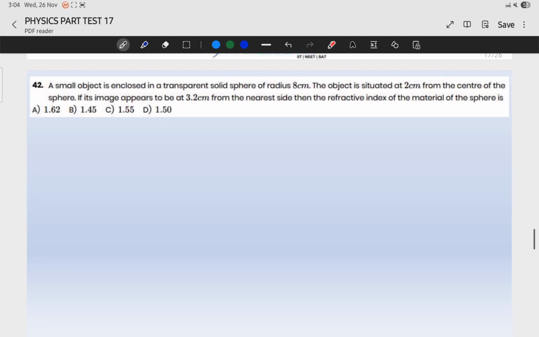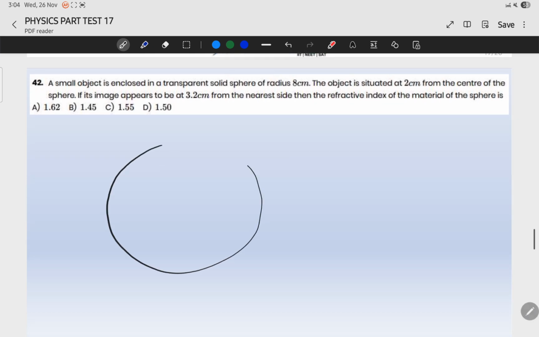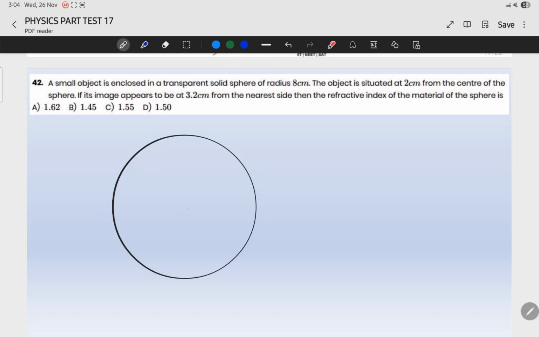Next, a small object is enclosed in a transparent solid sphere of radius 8 centimeter. So this is 8 centimeter. Object is situated 2 centimeter from the center. This is the object position. Image appears at 3.2. So this is 3.2. This is 6. This is the interface.